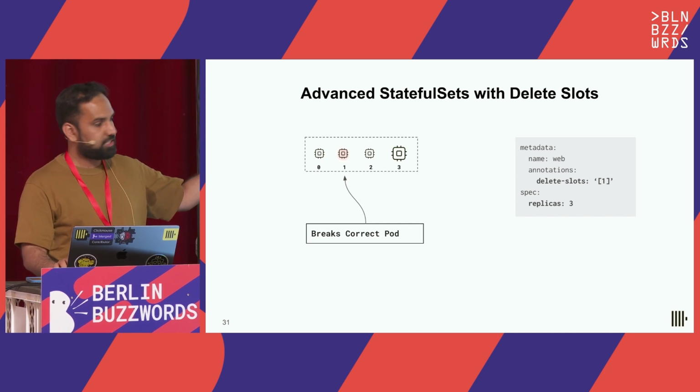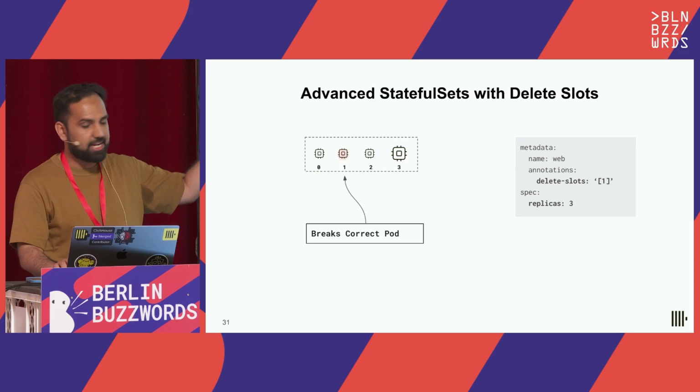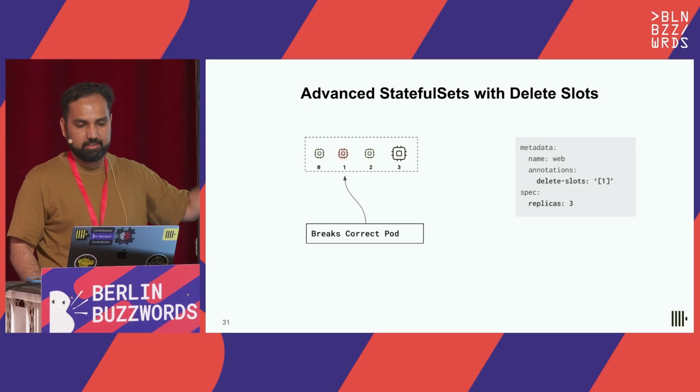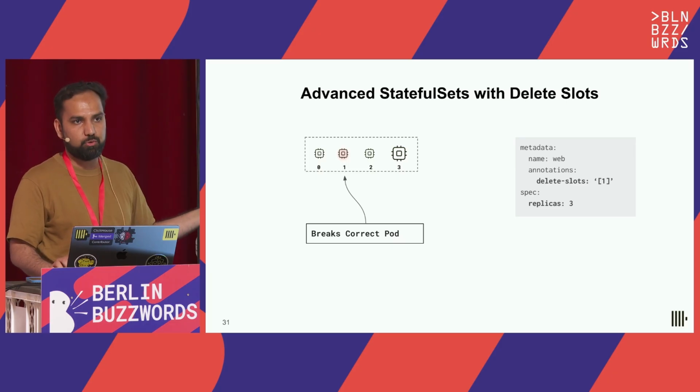And yeah, so the idea itself is fairly simple, right? You just add an annotation or some kind of way inside the CR. You tell the CR, hey, this is my delete slot. Please delete this replica. And then you just write a controller with some custom logic that can just delete this replica.